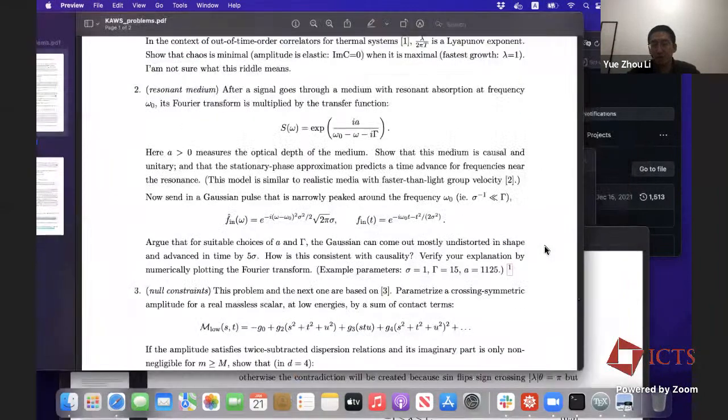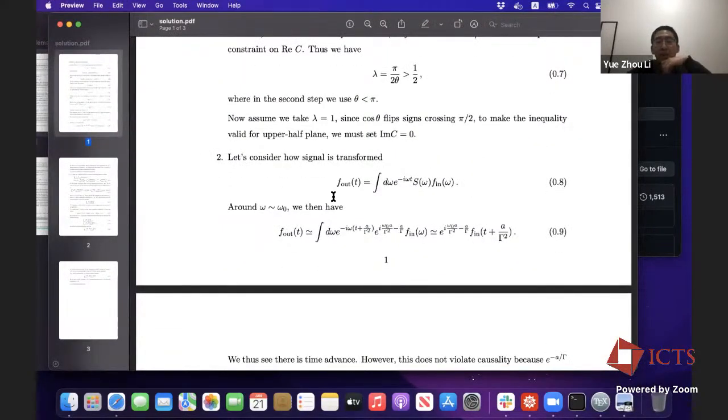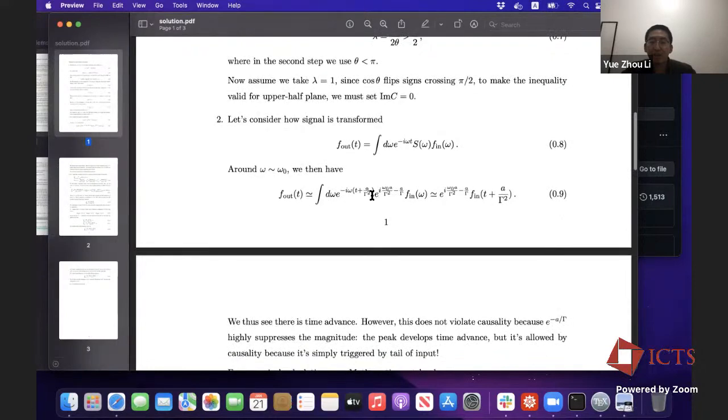So to show this, let me switch to the solution. We want to compute the output signal using this formula. It's actually just the transfer function acting on the input signal, and you transform it back to the time domain. And if you look at this equation, we expand the exponent around omega equals omega zero. This is basically the stationary phase trick. So if you do so, you can absorb some factors in S of omega into the exponential factor here, giving an additional exponential factor.